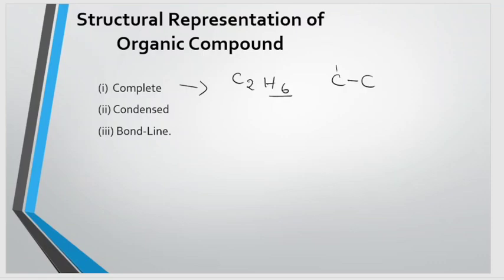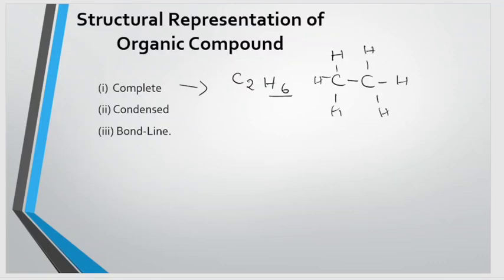That means it can form three single bonds with three hydrogen atoms, as hydrogen cannot form any double or triple bond. Simply we write a single bond between the carbon and hydrogen. And for this carbon also we can write H, H and H. This is the complete structural formula of a compound.